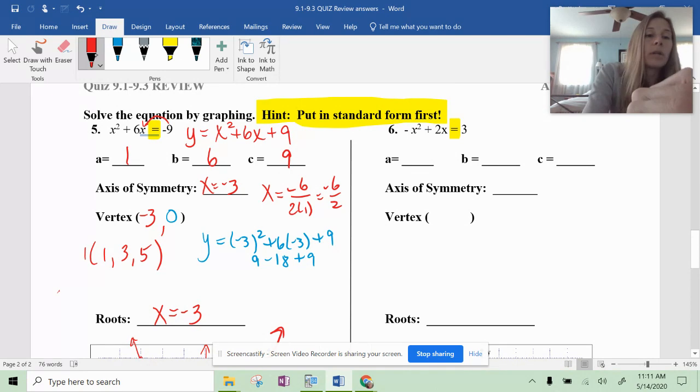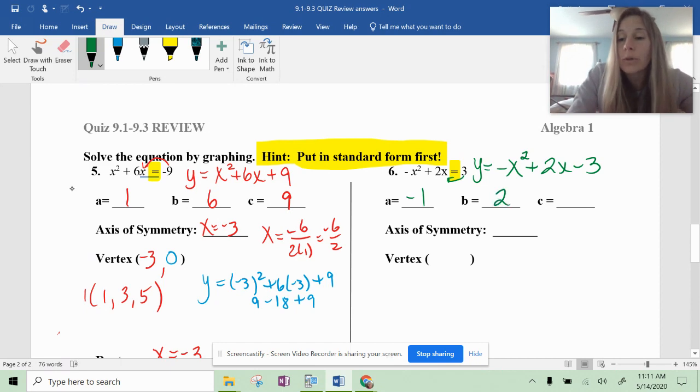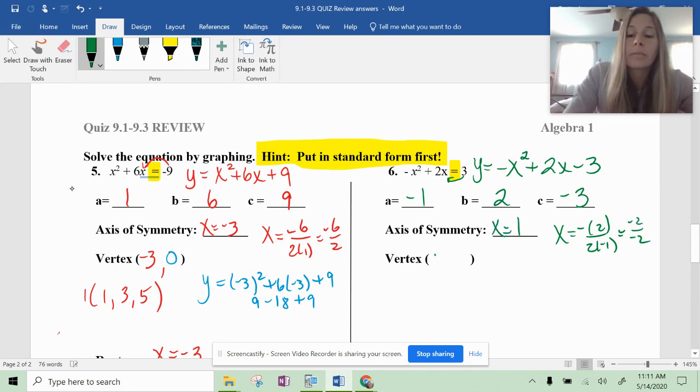All right, so let's do the next one. Okay, so we got to get this 3 over to the other side. So this will become -x squared plus 2x minus 3. And then I can just stick my y equals on there. So now my a is -1, my b is +2, and my c is -3. I'm going to use the formula -b over 2a to find my x. So I have -2 over -2, which simplifies to +1.